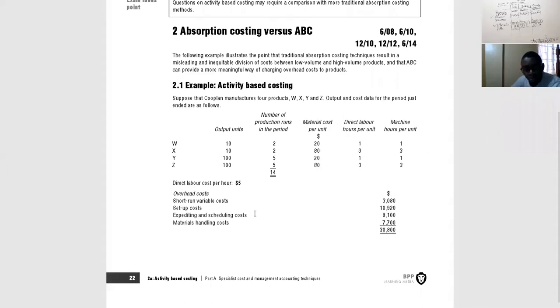Overhead cost, that is where my work is this morning. Overhead cost, we have the short run variable costs. We have the setup, expediting, and scheduling costs. We have material handling costs, giving us a total figure of 3,800.